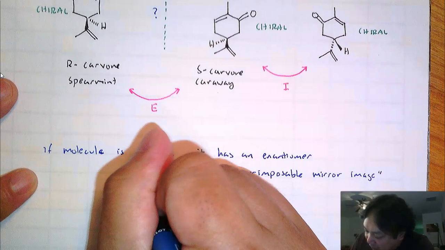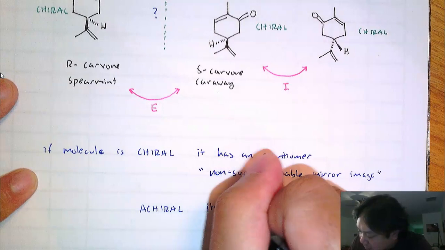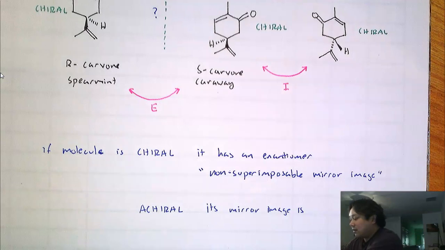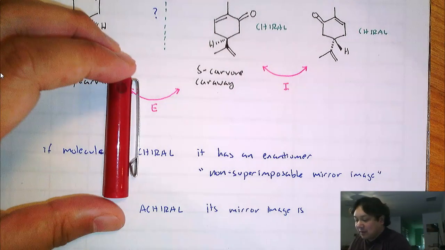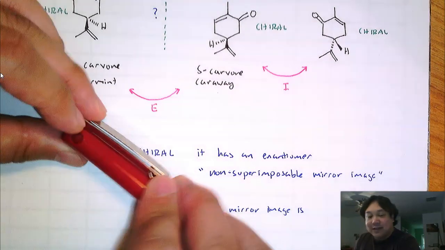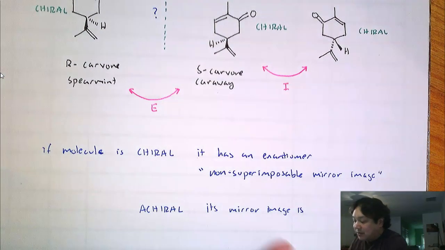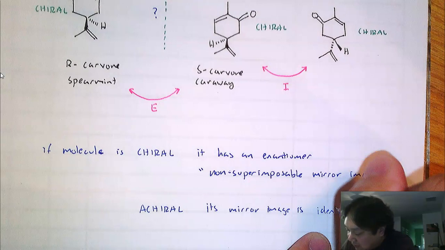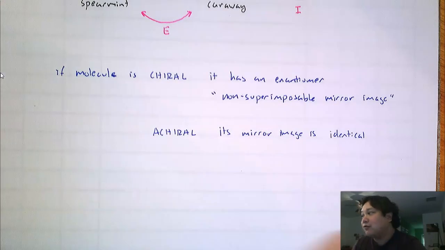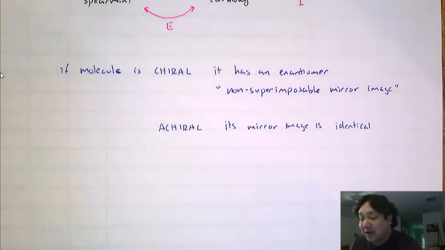If it is achiral, its mirror image is, well, here we go. Mirror images that are identical to each other. So if it is achiral, the mirror image is actually identical. That's one way to decide whether something's chiral or achiral. Can you draw the mirror image and tell whether it's identical or not identical?